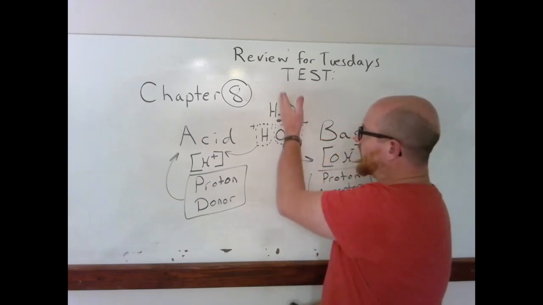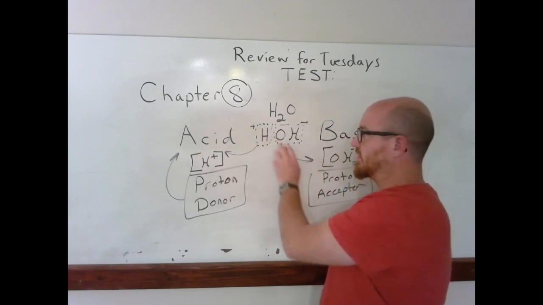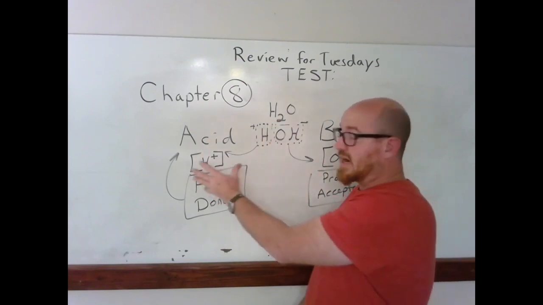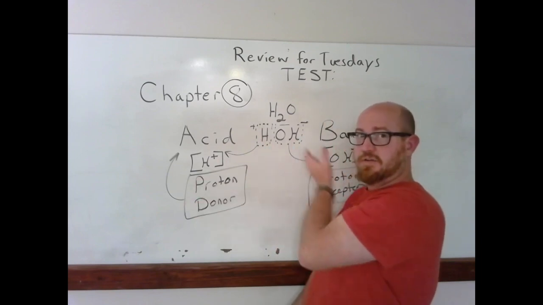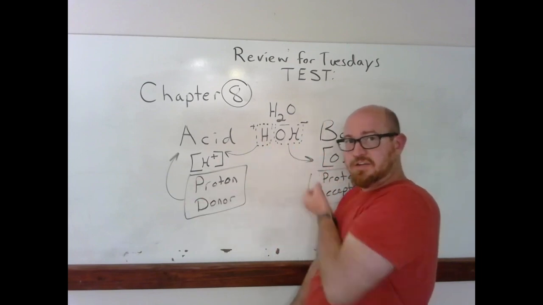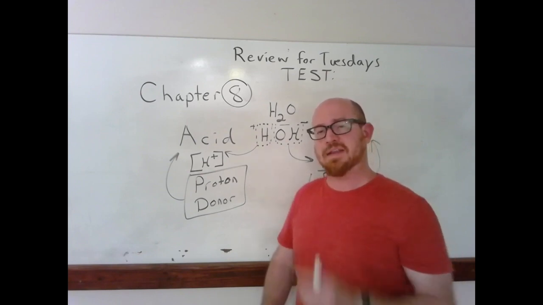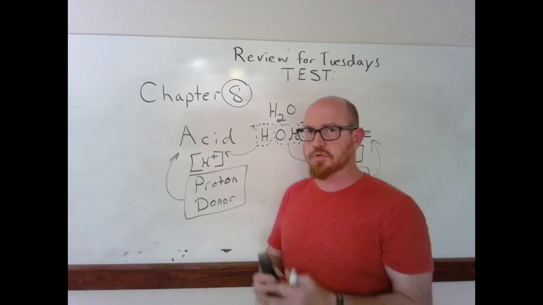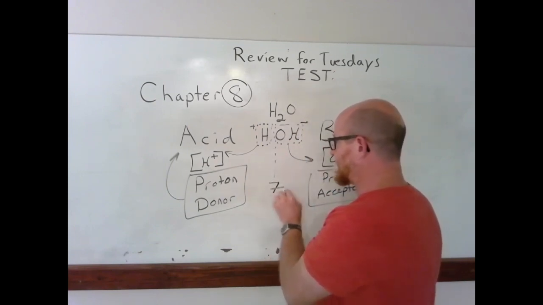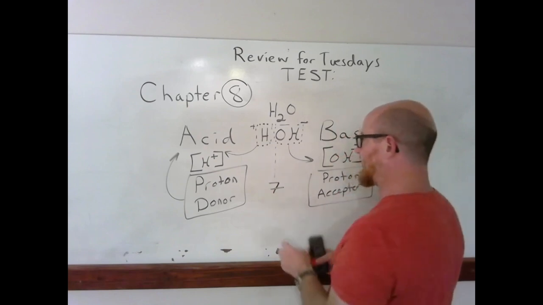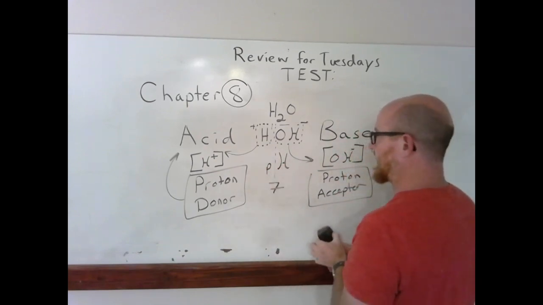Well, we rest right here in the middle. Before they broke apart, they were water. And even so, after they come back together, when this hydrogen ion is donated back to this accepting hydroxide, they come back and meet neutrally. Neutrally as in 7 on the pH scale. Little p, big H.